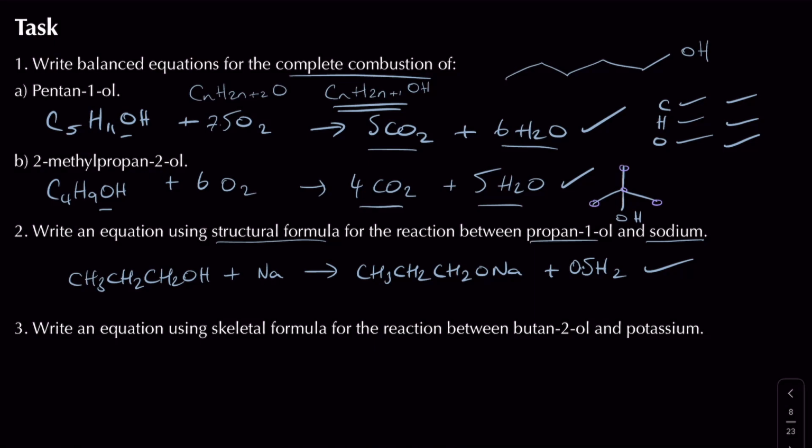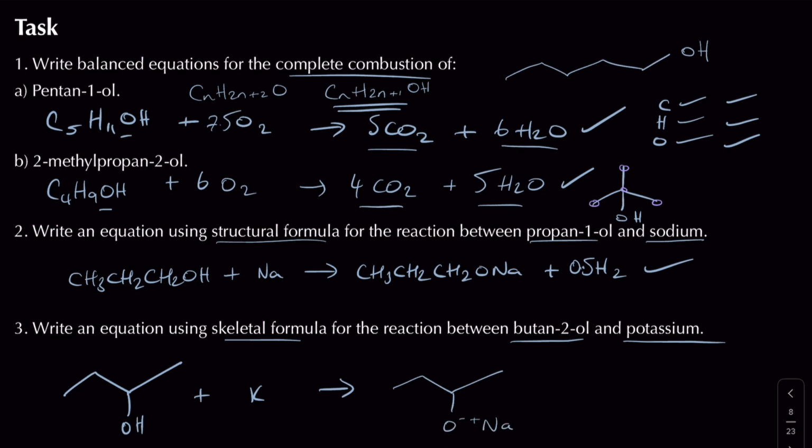What about the equation using skeletal formula this time for the reaction between butan-2-ol and potassium? Well, butan-2-ol is going to look like this, where I've got an alcohol at the 2 position. That reacts with potassium. What do we end up producing? Well, I'm going to end up with my alkoxide, which looks like this, bonded to, of course, a potassium. To emphasize the ionic bond, I put a plus and a negative there. So I end up with this structure over here, and then I end up with hydrogen as well. Make it balance, 0.5, and there's that balanced too.